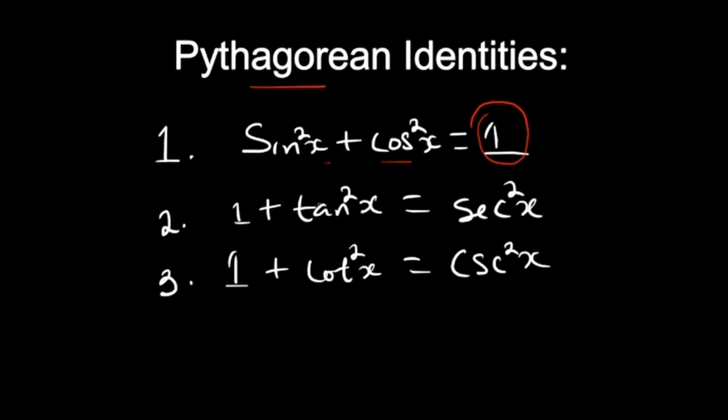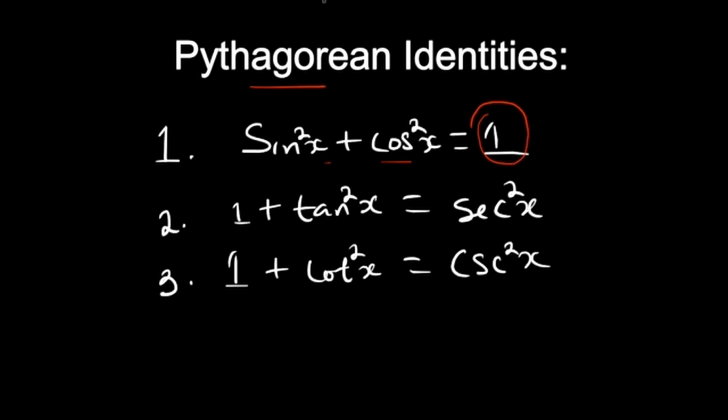Secondly, we also have that 1 plus tan squared x is equal to secant squared x. You need to also memorize this. Okay? Now the third one is 1 plus cotangent squared x is equal to cosecant squared x. You also need to memorize these Pythagorean identities because they are going to be very crucial whenever you are solving problems related to proving trig identities. These are called Pythagorean identities, and you have to memorize them.